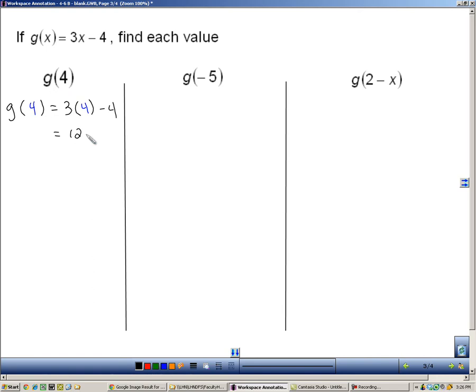3 times 4 is 12. 12 minus 4 is 8. So we say that g of 4 equals 8. I plug a 4 in, do the algebra, and I get an 8 out.